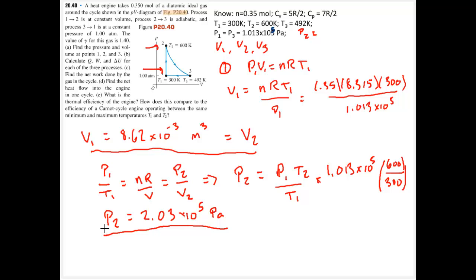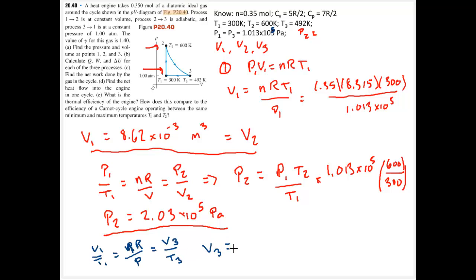Lastly, I need to solve for volume 3. I've got the other two volumes. I can use the fact that I know everything I need to know about point 1, so I can say that the volume at 1 divided by the temperature at 1 is going to be equal to nR divided by the pressure. Going from 1 to 3 is going to be a constant pressure process, so that's going to be equal to a constant nR divided by P. So that's going to be volume 3 divided by temperature at 3.